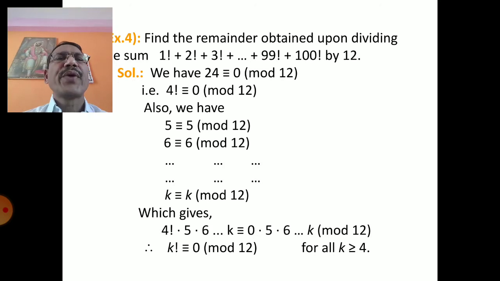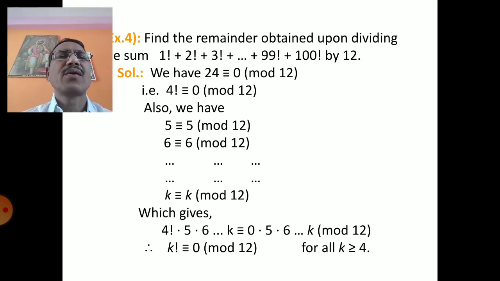Now we know that 24 is congruent to 0 mod 12 because 24 minus 0 is 24, and we know that 12 divides 24. But 24 can be written as 4 factorial, and we get the congruence 4 factorial is congruent to 0 mod 12. Now we know the property of the congruence that A is congruent to A mod n. Now taking n equal to 12 and A equal to 5, at first we get 5 is congruent to 5 mod 12, then 6 is congruent to 6 mod 12, and continuing like this for any integer k, we have k is congruent to k mod 12.